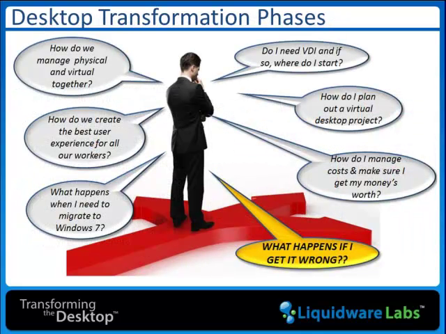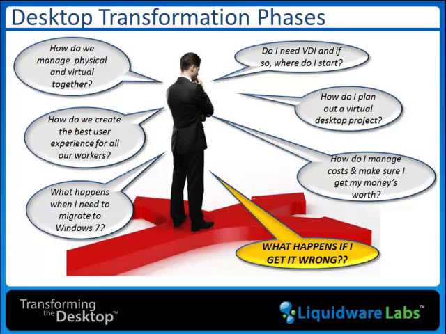So first, let's talk about some other desktop transformation phases. And these might be some of the questions that you're asking on the proverbial crossroads of VDI adoption, such as how do we manage physical and virtual together? Is there an easier way to go about doing that? How do we create the best user experience for all of our workers? And we're not going to talk about all of the Liquidware Labs products here, but some of these questions are going to be dedicated towards Stratosphere UX, which stands for User Experience, and Stratosphere Fit, which allows you to assign specific users and understand what kind of virtual hardware they need when you transition them from A to B.